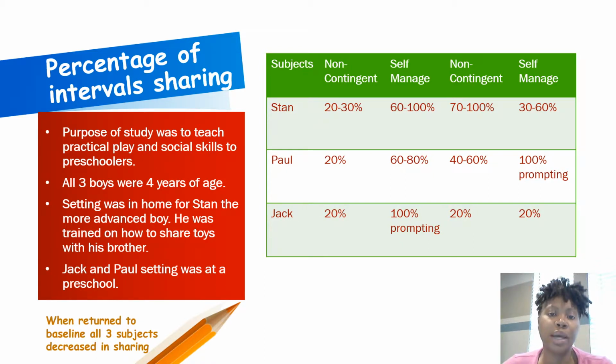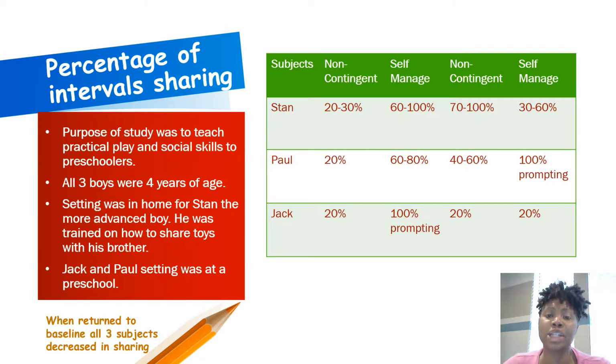Paul and Jack, they were kind of on the same wavelength when it came to the non-contingent first trial. During the self-management, Paul had 60 to 80% correct responding with taking the tokens when he was supposed to reward himself, and Jack did it with 100%. Of course, there was some prompting with Jack. Very minimal prompting with Paul.